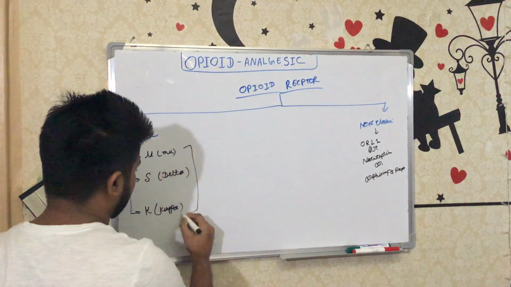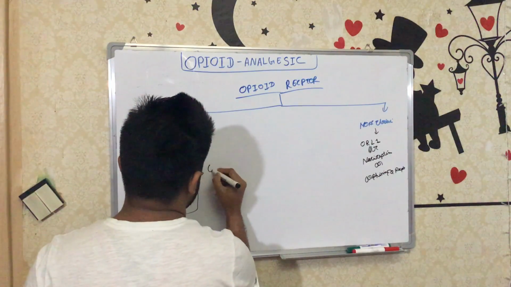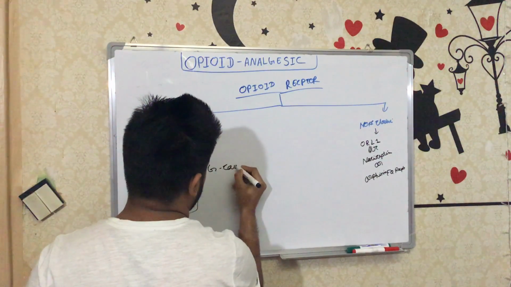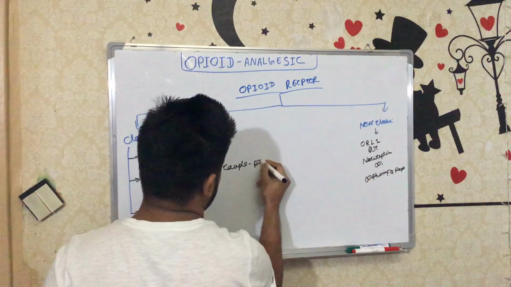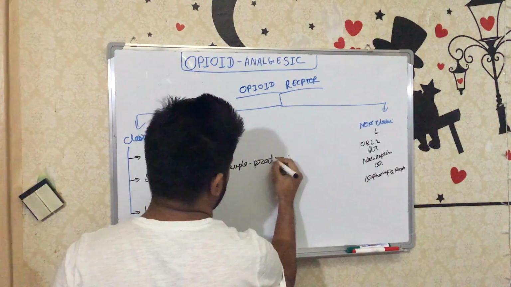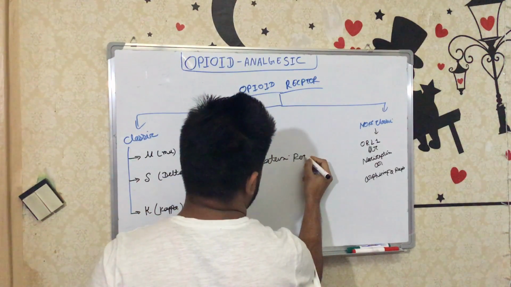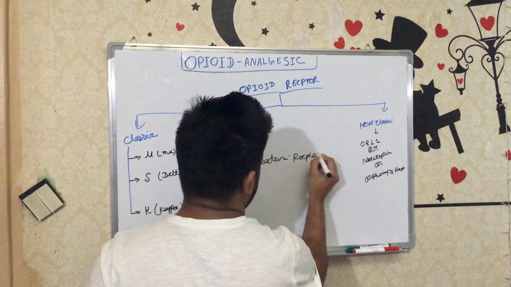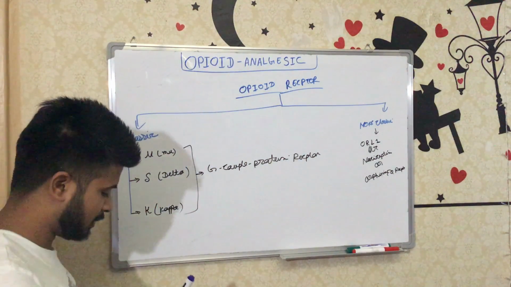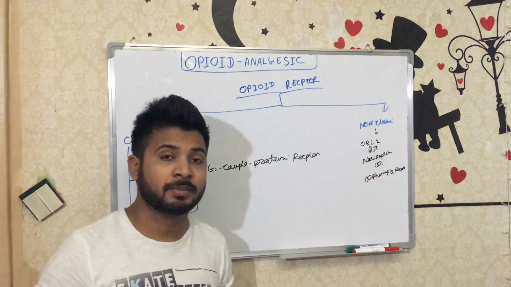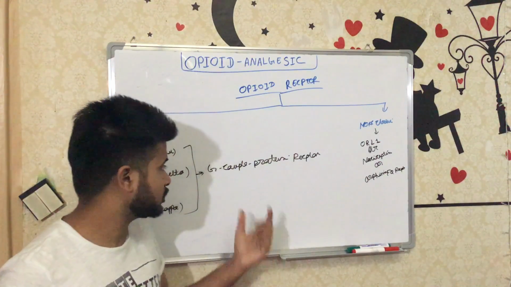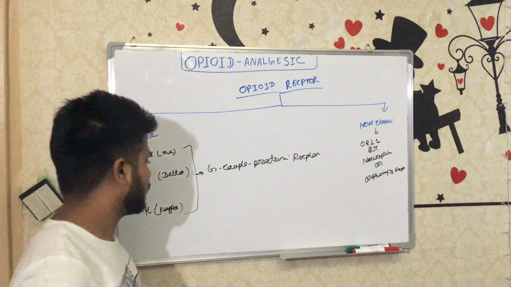First of all, all of these receptors are G-coupled protein receptors. A lot of receptors belong to the G-coupled protein receptor family. Even the catecholamine, as we know, the adrenergic receptor also belongs to the G-coupled protein receptor. It's the same thing here.